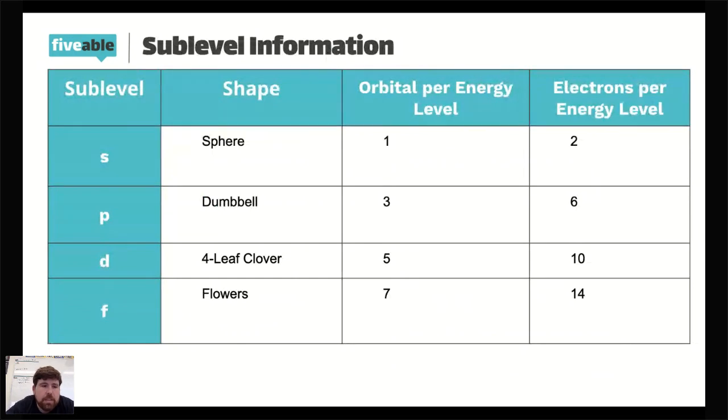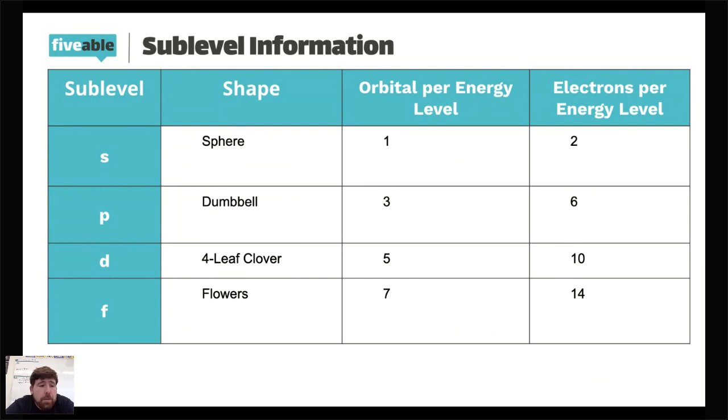I highly recommend you memorize this chart. This is data that will not be given to you, and you just need to know the shapes and different sublevels. Also, the number of orbitals and electrons per energy level is crucial for you to know in order to do electron configurations. So the s orbital is a sphere. It's the most simple orbital, and the electron is somewhere within that sphere 90% of the time. There is 1 orbital of the s sublevel per energy level, and because 2 electrons can occupy that one orbital, the s sublevel can have 2 electrons per energy level.